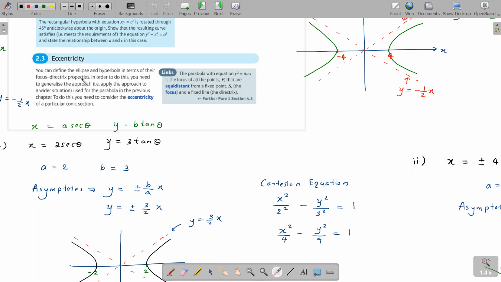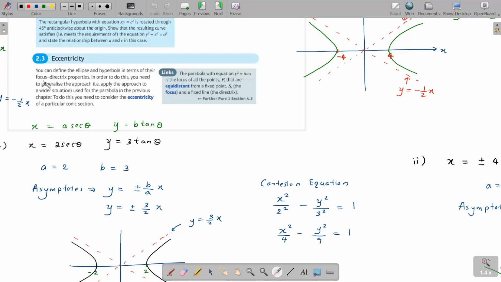Mainly, how we can separate them. What are the differences? How is each defined? Basically, the eccentricity shows how these equations are defined. We can define the ellipse and hyperbola in terms of their focus-directrix properties.